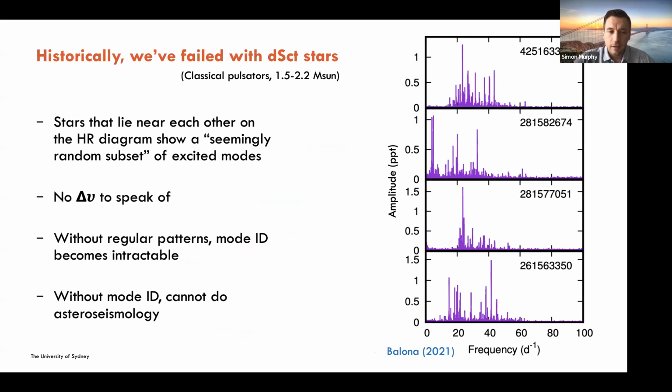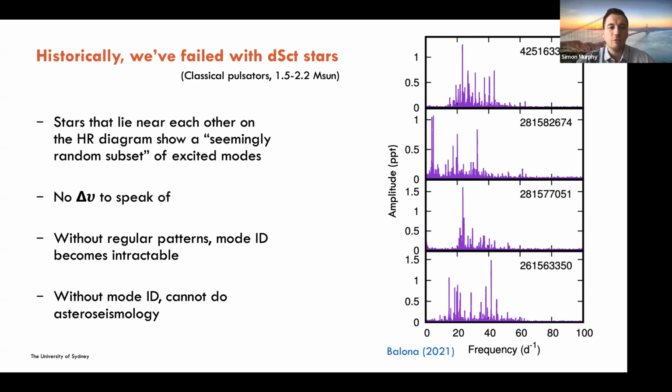It's important to note that historically we've kind of failed with delta Scuti stars. We've seen that stars that lie near each other on the HR diagram have a seemingly random subset of excited modes. So I've got 4 examples of delta Scuti stars shown on the right-hand side here, showing their Fourier transforms. These are 4 that are located very close to each other, but their Fourier transforms all look very different from each other, and there's no real discernible pattern there. You certainly can't look at those and pick a definitive value for delta nu.